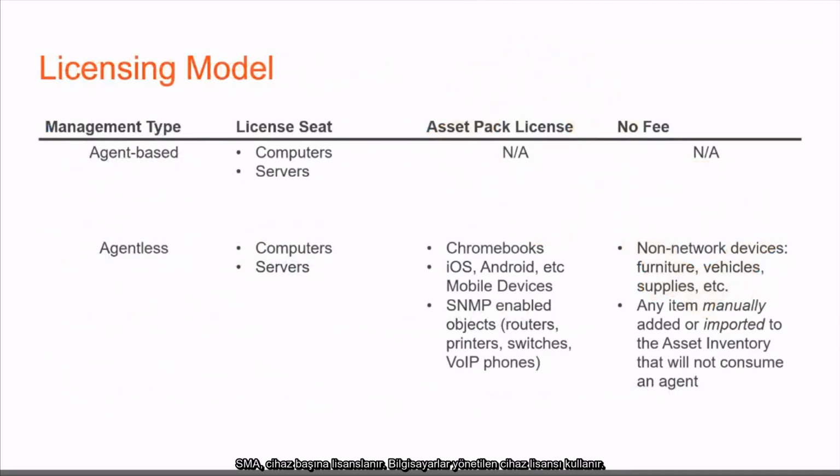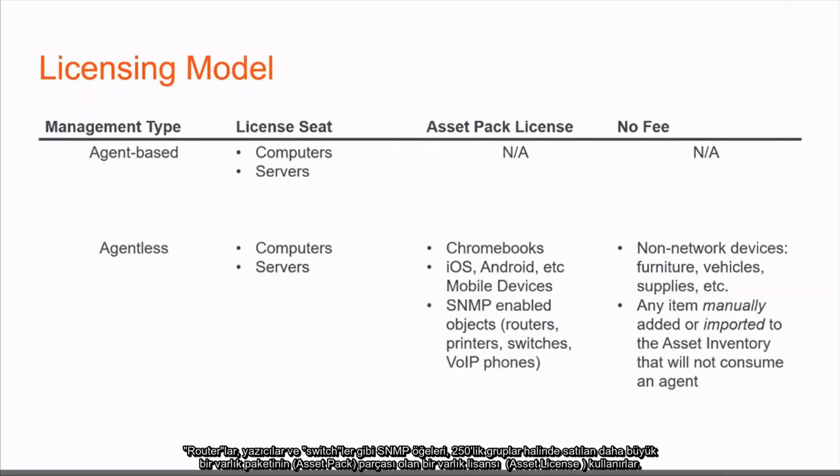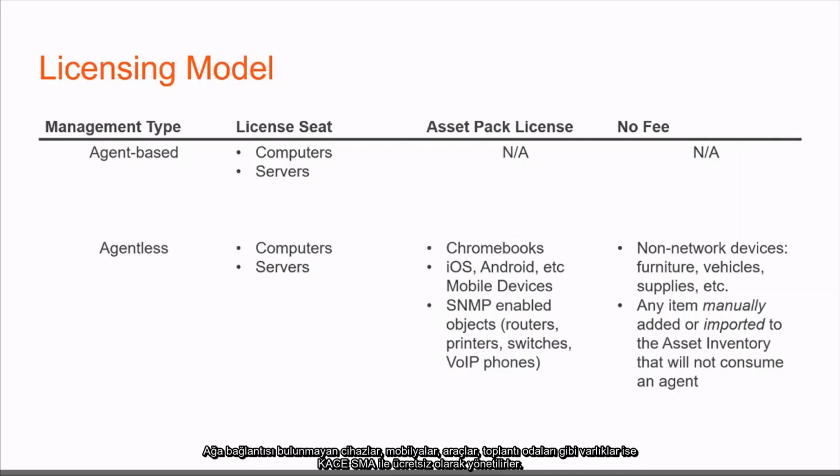The SMA is licensed on a per-device basis. Computers consume a managed computer license. This will be the number of agents in your inventory. SNMP items like routers, printers, and switches consume an asset license, which is part of a larger asset pack sold in groups of 250. Some assets are free to manage with the Kace SMA as well.